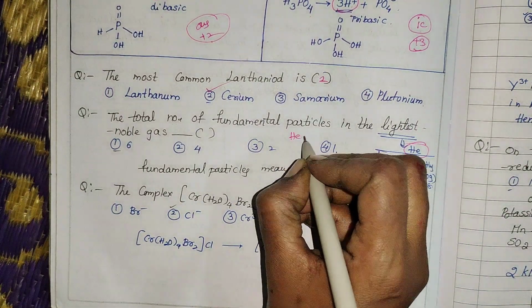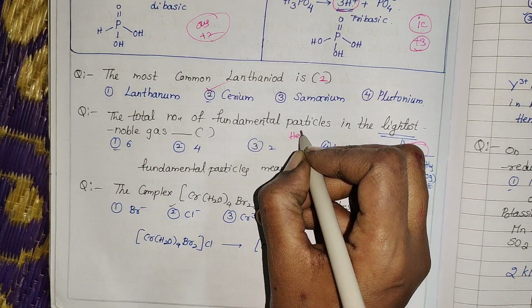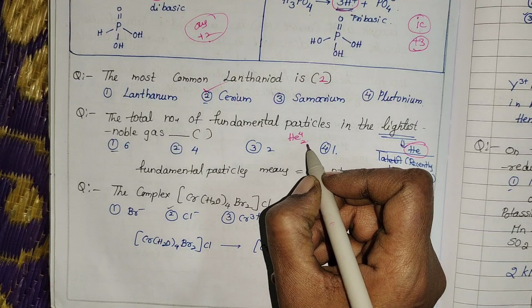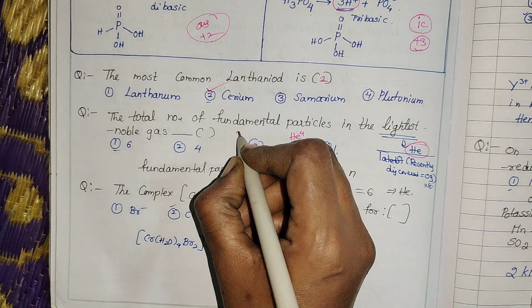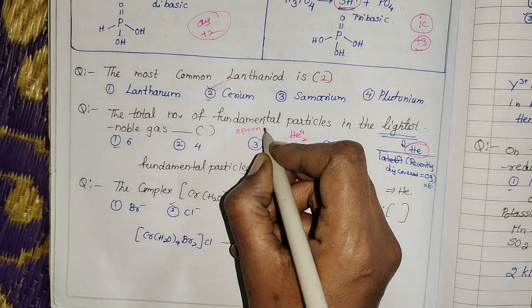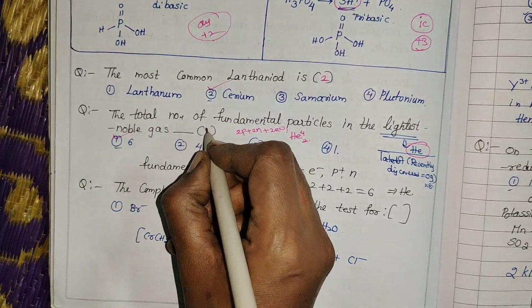For helium, we have to write He 2 4. In this helium, we may expect 2 protons compulsorily and 2 neutrons compulsorily. Its atomic number is 2, which means 2 electrons. Total 2 plus 2 plus 2, how much? 6. That is why the first option is right.